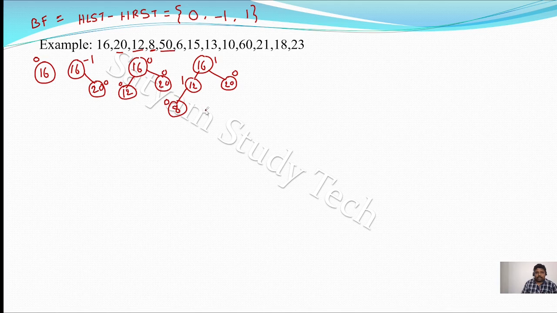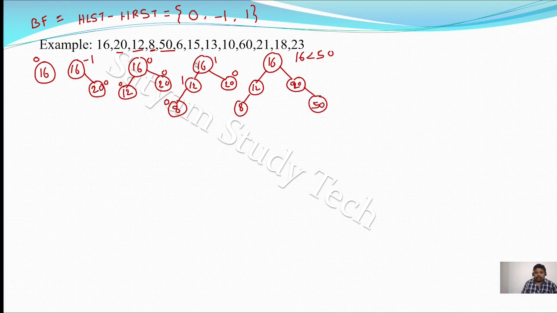Now we have to add 50. Where can you add 50? The 50 is added here. You compare with 16, and it is the maximum one. 50 is greater than 16, so it is added on the right side. Again you compare with 20, and we add 50 here.